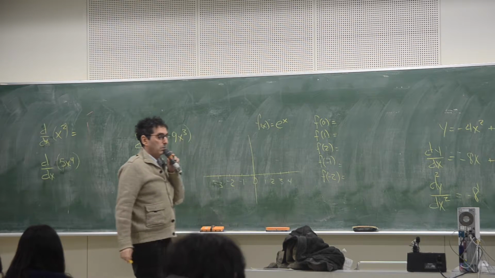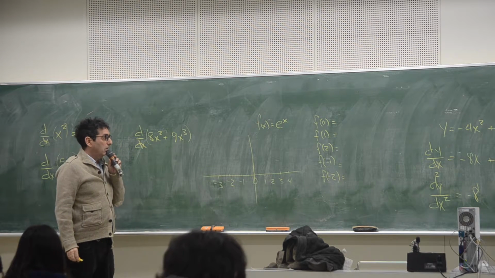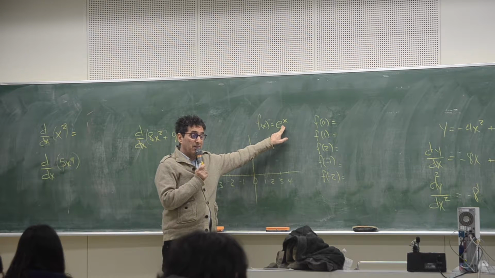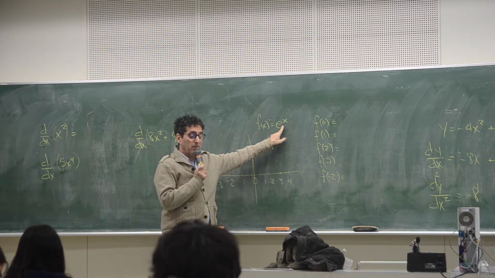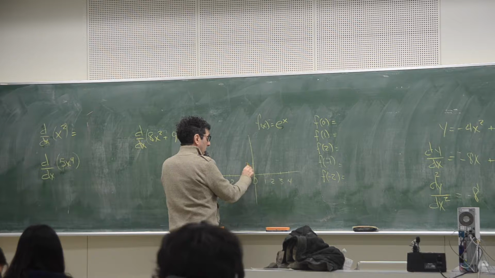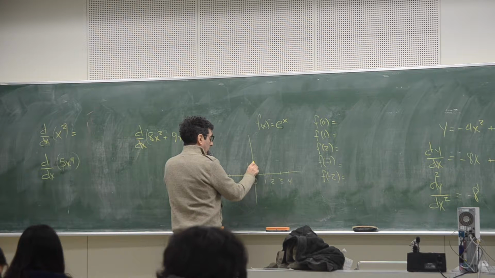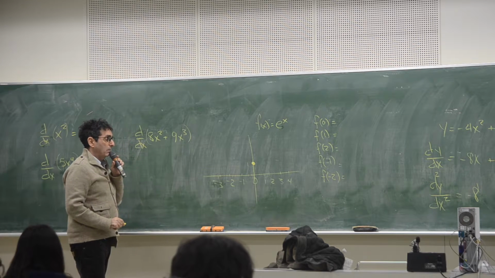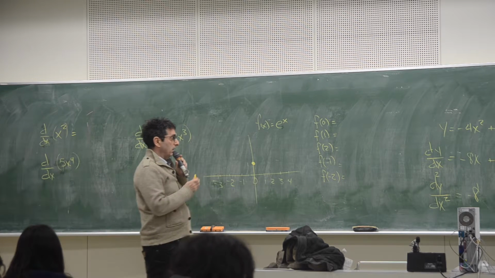So let's do the first one. What is f of 0? That means I put 0 in for x. So I get e to the 0, but anything to the 0 is 1. So this is also 1. So at 0, it's 1. Right? Like that.